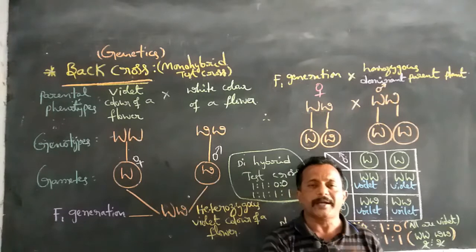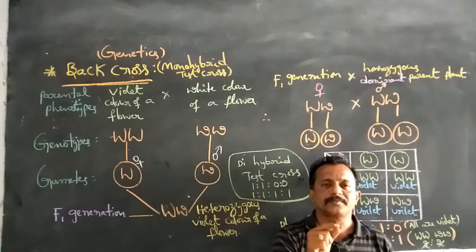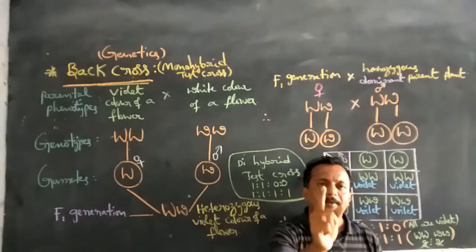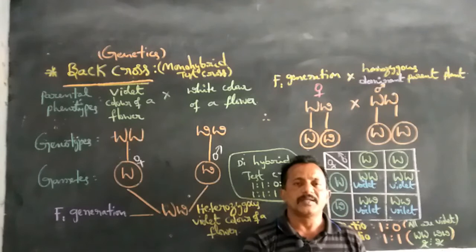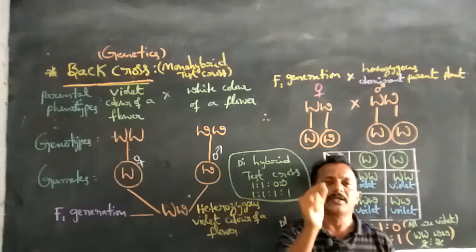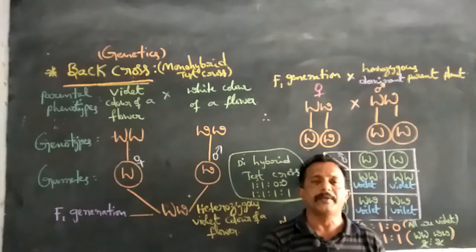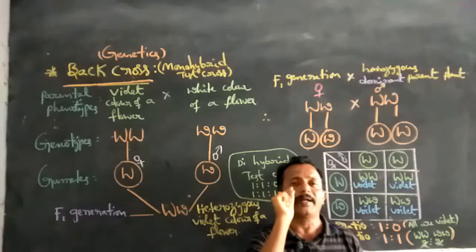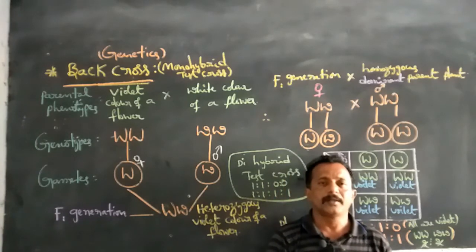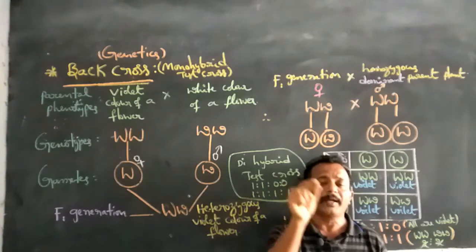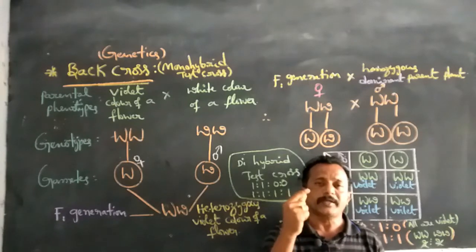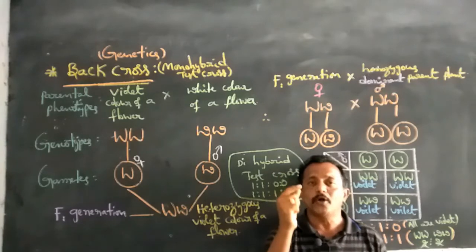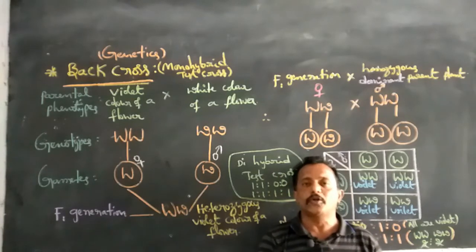What are the uses of back cross? Back cross results in only one parent's characters appearing, that is, only the homozygous dominant color of the flowers would appear. All flowers appear the same color phenotypically, but genotypically both homozygous dominant and heterozygous genotypes will appear.